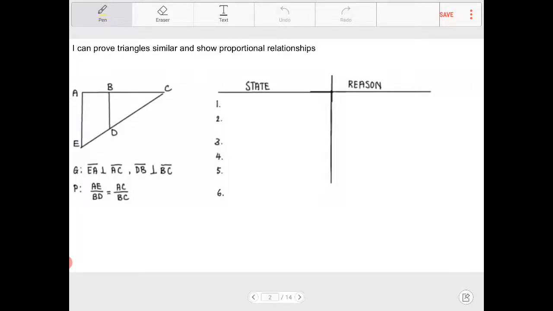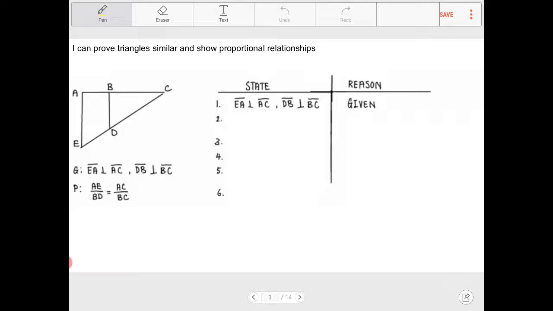I encourage you to copy the diagram and to create the statement and reason chart like I have here, and we are going to try and prove this proportional relationship. So I encourage you to pause the video and give this a try. Hopefully you've had some time to think about this.